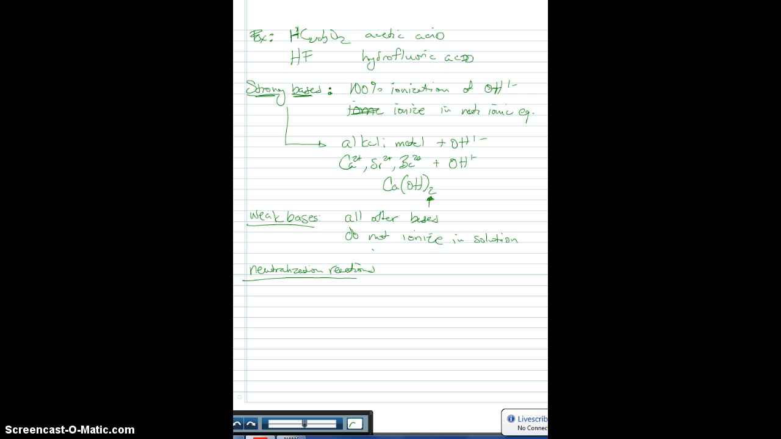Next idea I want to talk about is the idea of a neutralization reaction. Neutralization reactions follow the following pattern: you take an acid and react it with a base. It forms a salt, and it also forms water. It typically follows along with a double replacement reaction, although not always, but usually. Let's give an example of what a neutralization reaction would look like, and then we'll talk about how it all goes through.